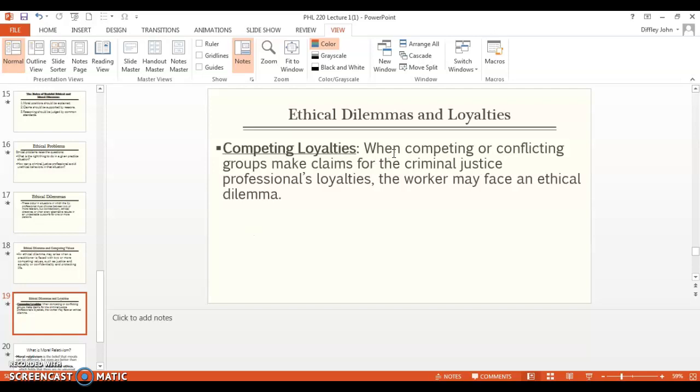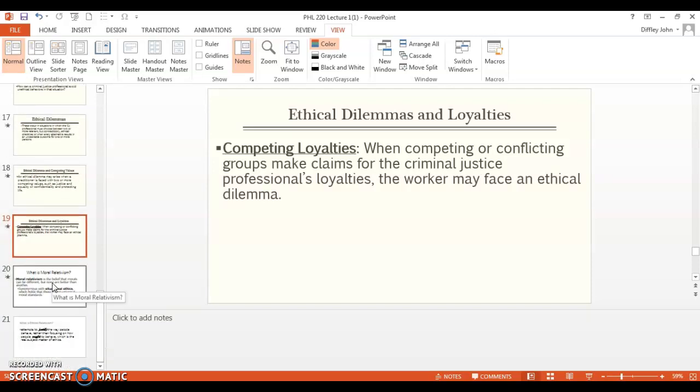Competing loyalties can create dilemmas when conflicting groups make claims on the criminal justice professional's loyalties. An example of this is you have a duty to uphold the law, and you have loyalty to the job, to the police force or wherever you're working. But what happens if you pull over a family member or your parents? You owe loyalty to them, don't you? So which one do you pick? That's the dilemma, and we'll cover that as we go on, which is the right thing to do.